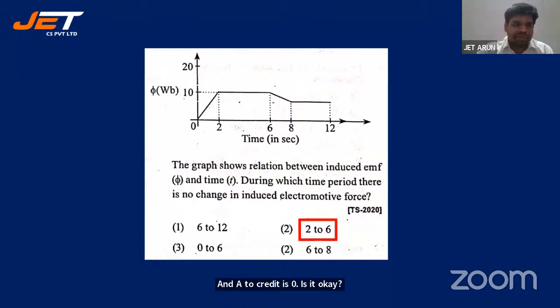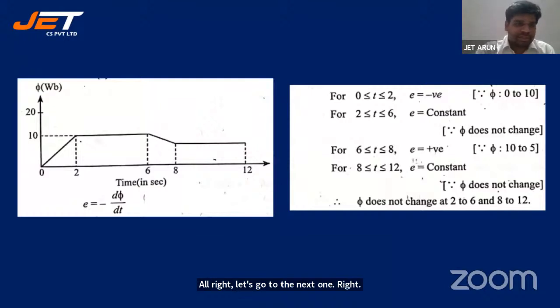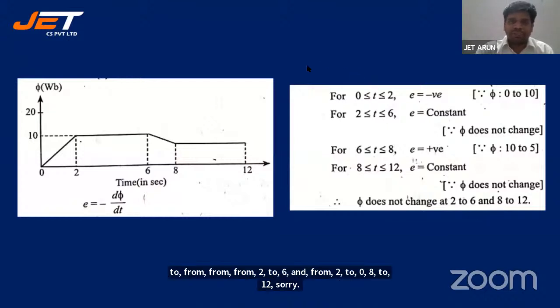All right, let's look at the next one. Okay, here's the same thing. I would like you to just take a look at it. From 0 to 2, there is a change in flux, so negative minus d phi by dt. But from 2 to 6, phi doesn't change. 8 to 12, phi doesn't change. So phi doesn't change from 2 to 6 and from 8 to 12. Let's look at the next one, students.